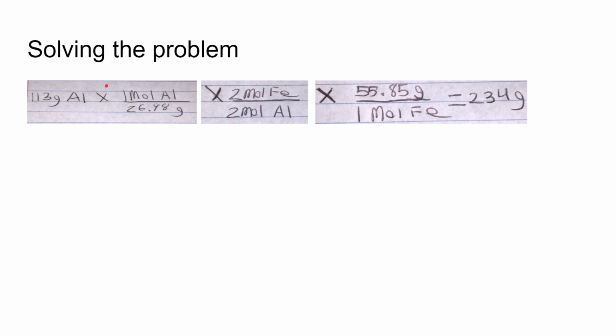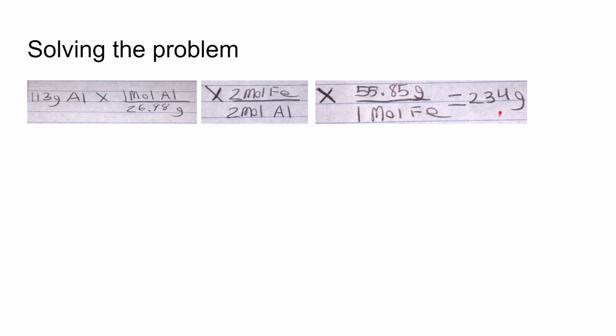Now, as we're putting things on the bottom here, like the grams, the moles, we can cross these out. So you see on the left here, we have grams of aluminum and grams of aluminum. We can cross these out. For this conversion, we have 1 mole of aluminum and 2 moles of aluminum. We can cross out the moles here and here. Same thing for this, the moles of iron and the moles of iron. We can cross that out.